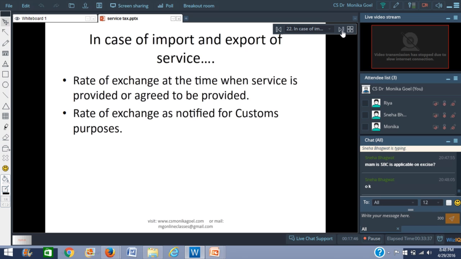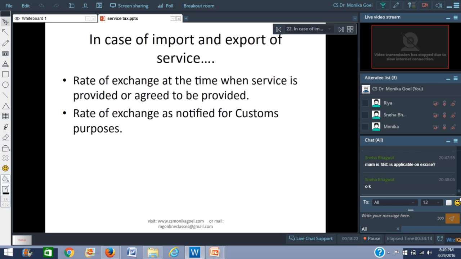Now, I said that import and export of services. I said all the services which will be provided in the taxable territory of India would be chargeable to service tax. So that means that all services which will be imported in India, on that we are going to charge service tax. So when we import a service, we make a payment in dollars, or we make a payment in foreign currency. That foreign currency has to be converted into Indian currency if you have to charge service tax, right?